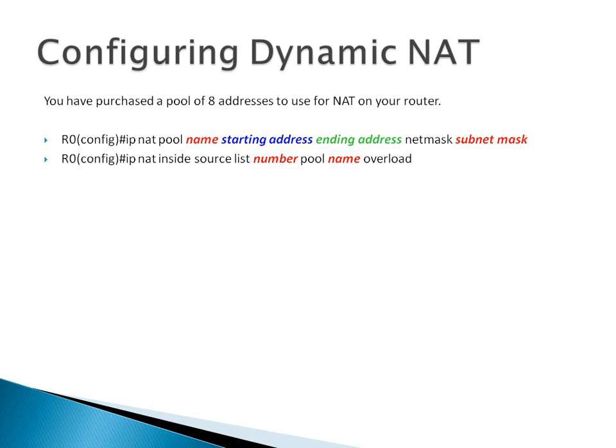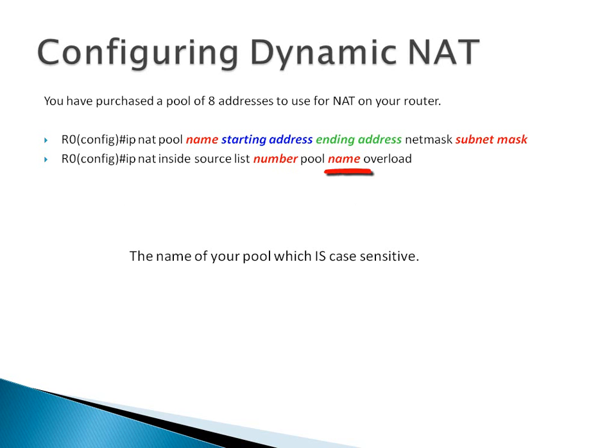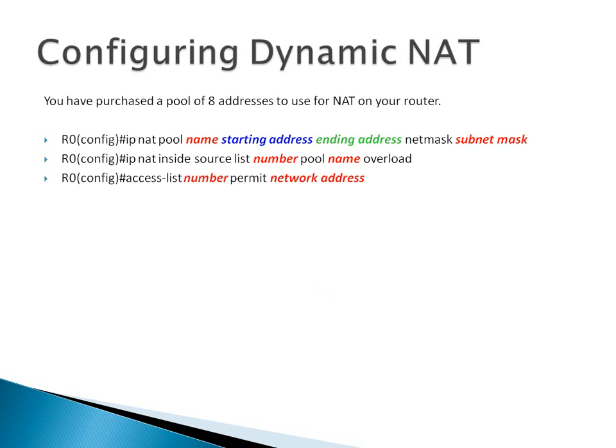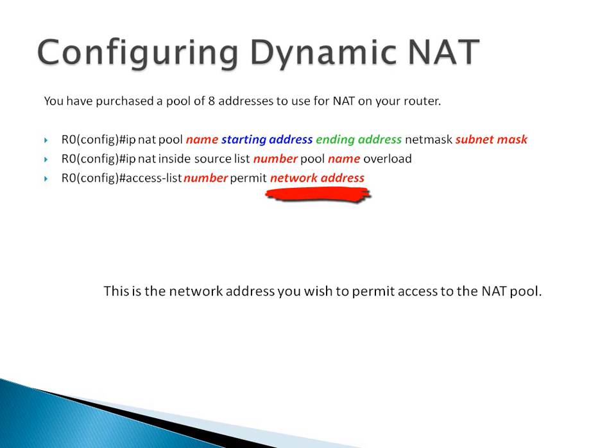And you type in ip nat inside source list with a number. This number you will use as a standard access control list and bind the name of the NAT pool to that access control list. The name of the pool, which is case sensitive, and then the word overload. Then you simply type access-list, then the number, and that number must match the inside source list number from the previous statement, permit, and the network address that you wish to permit access to that NAT pool.